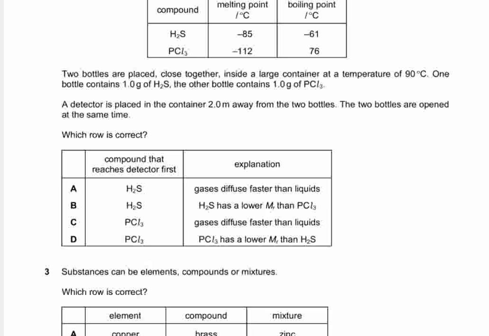The second option, hydrogen sulfide has a lower molecular mass compared to phosphorus trichloride. Yes, that is a considerable point, because sulfur is 32 plus 2, so we have the molecular mass like that. On the other hand, phosphorus trichloride has a much higher molecular mass. So the B option is the correct one.